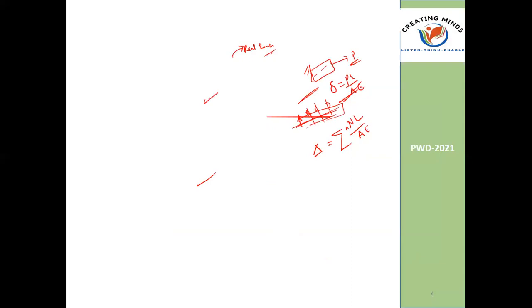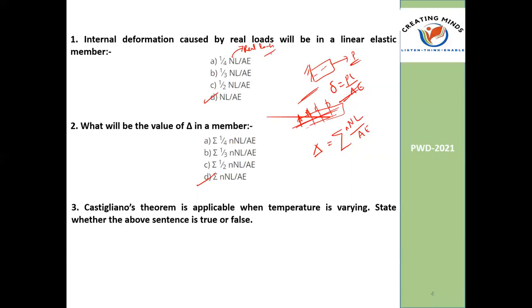Just see the statement. False. What is the statement? Temperature is varying. Instead of varying, if they give constant, then correct. This is a small variation; you must catch that particular thing. Castigliano theorem is applicable when temperature is constant. I am not telling you there is no temperature. In case I eliminate these two words and give no temperature, then false. Why? Because the temperature in Castigliano's theory must be constant.